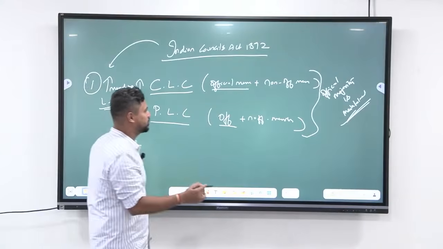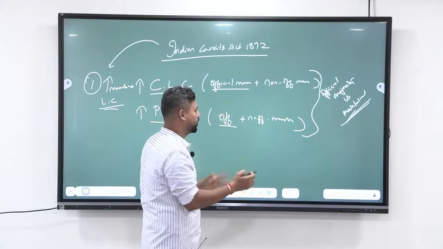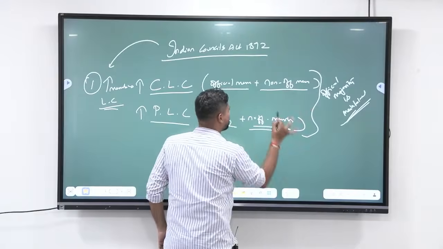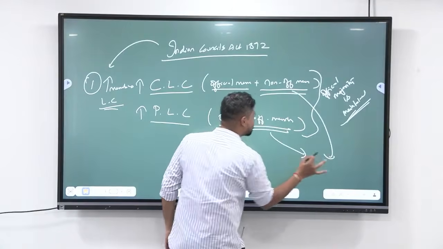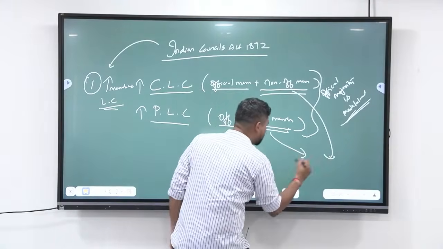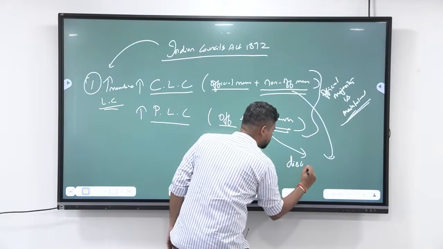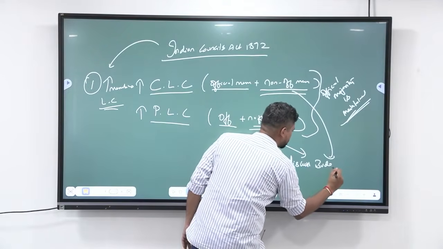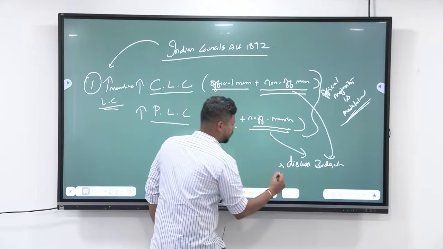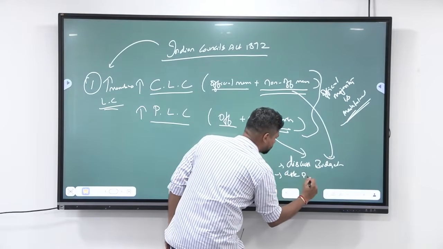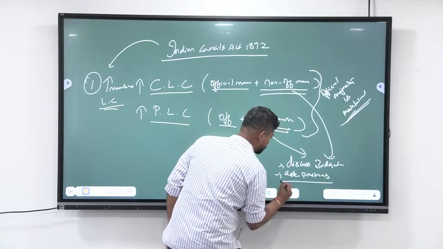Now, the next is because they are increasing the number of members, they have to give some powers to the non-official members. So the non-official members will be given very little powers. Little powers like they can now discuss the budget and they can also ask questions.